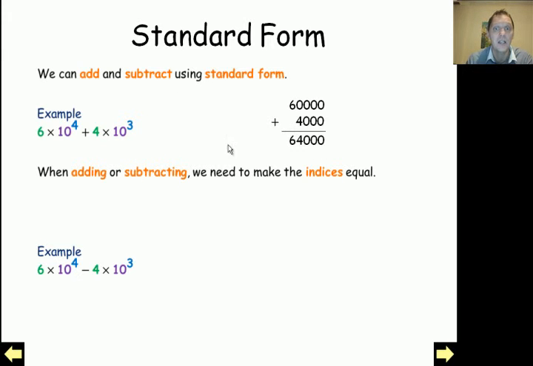So we are going to start off with 6.4, and after the 6 we're going to count how many numbers we've got. We've got 1, 2, 3, 4. So it's going to be 6.4 times 10 to the power of 4.